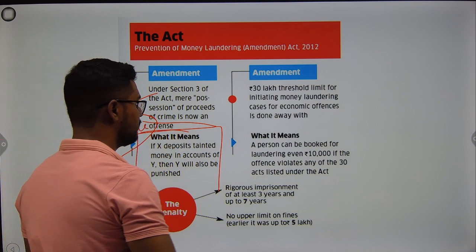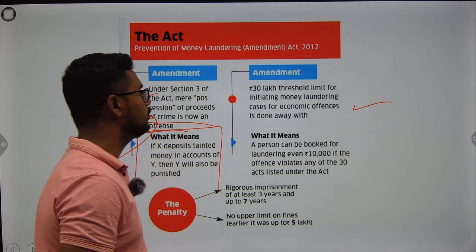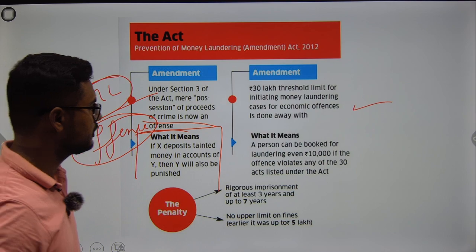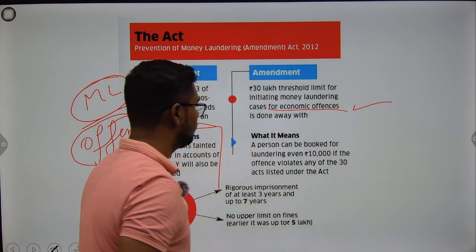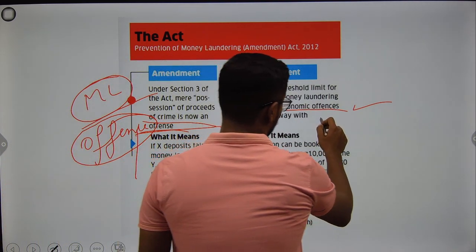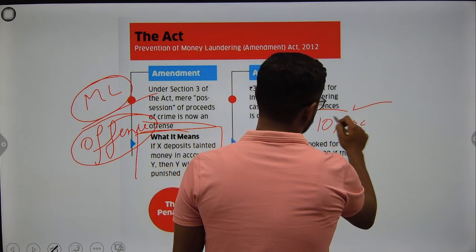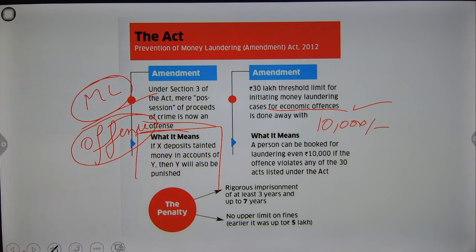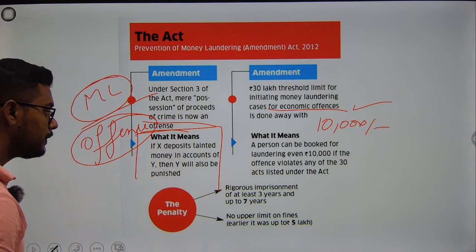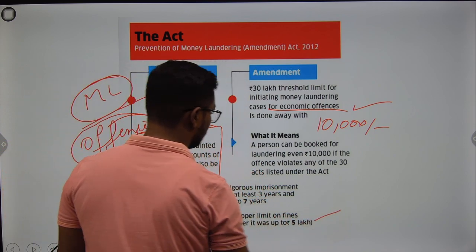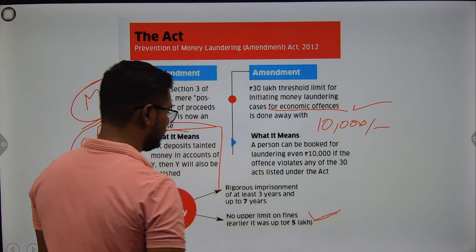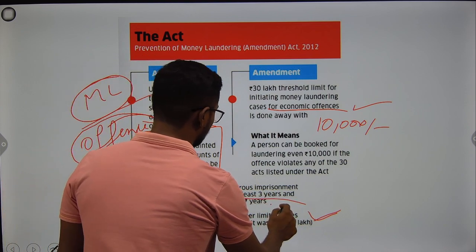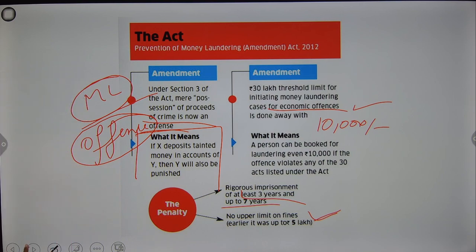And the second major change is, before this amendment, a threshold limit of up to 30 lakh was set for initiating money laundering cases for economic offences. So it has been done away with now. Even for as low as 10,000 rupees, money laundering cases can be initiated now. All right. And with respect to penalty, there is no upper limit on fines now. Earlier it was rupees 5 lakh, and now there is rigorous imprisonment of at least 3 years, and it can be extended up to 7 years.